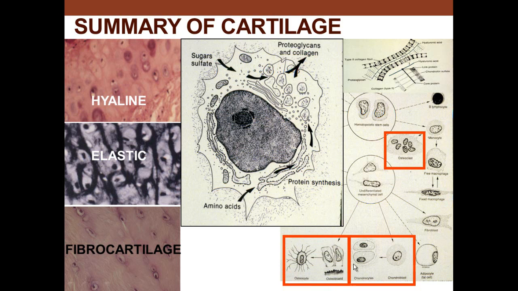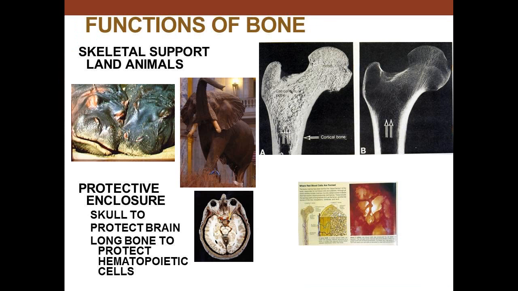The other two cells are the osteoblasts, which secrete a matrix around themselves, making a lacuna that is in as osteocytes. So these guys give rise to these guys. Now the function of bone is skeletal support of land animals, and you can see this in this heavy elephant, which is brought about by the fact that you've got bone. This is compact bone, this is cancellous bone or spongy bone on the inside.